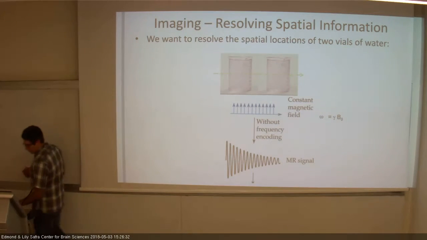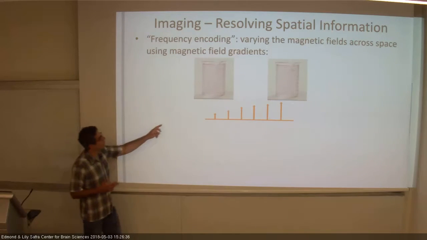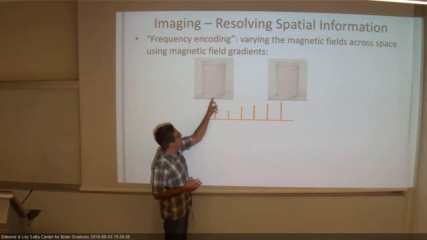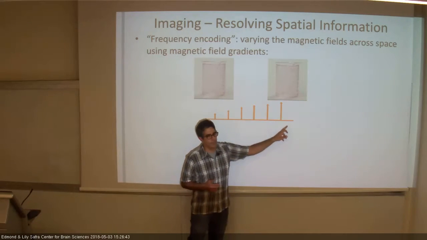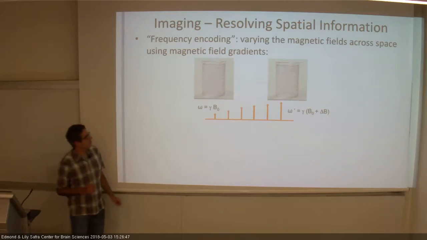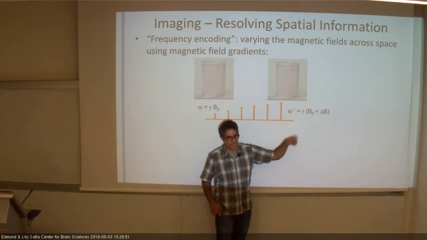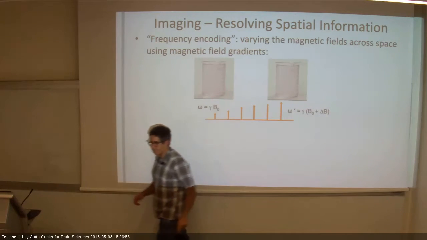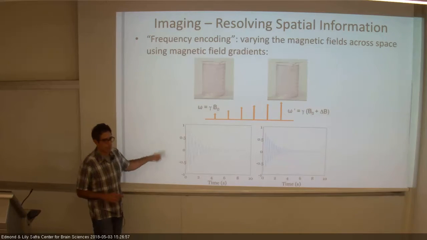And now, if I create some kind of perturbation in the magnetic field, this beaker is going to feel one magnetic field, and this one will feel a slightly different magnetic field. That means that each of them has its own Larmor frequency. They will oscillate at slightly different frequencies. Okay? And so if we think about it as two time series, you remember we're measuring time series.